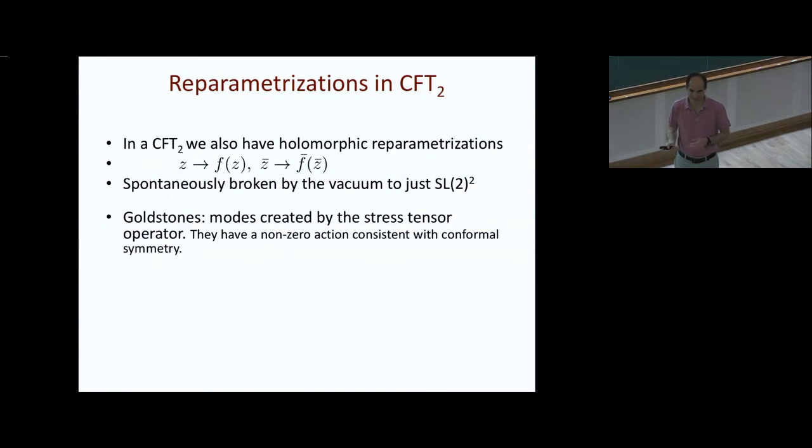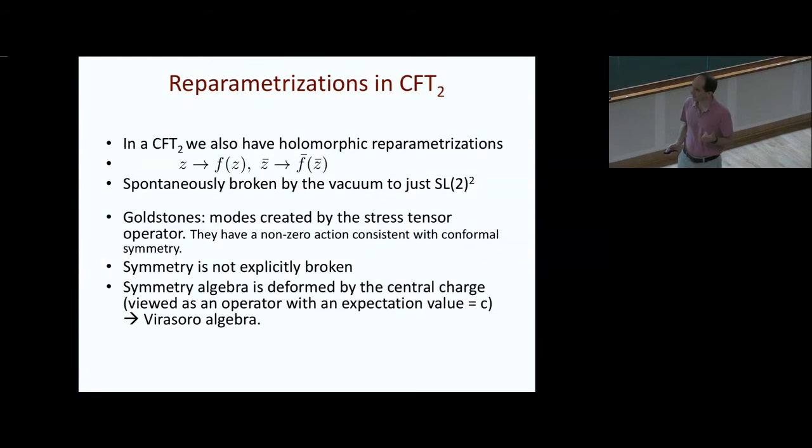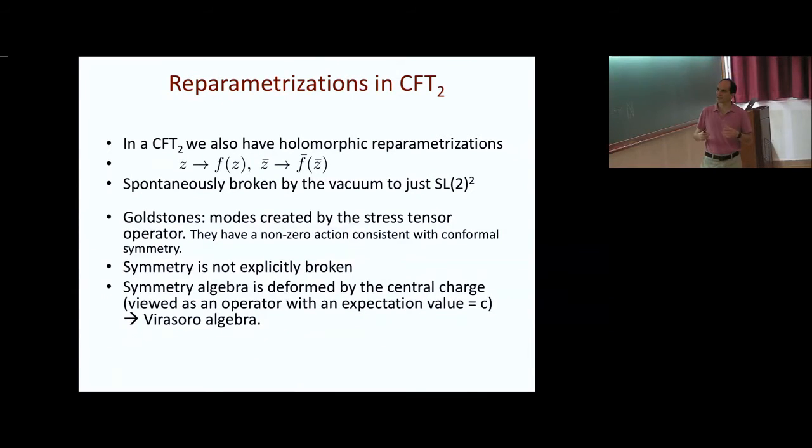So some aspects are similar to the SYK and some aspects are different. The first point is similar. The difference is that now we can have a non-zero action consistent with this conformal symmetry. That's what makes the two-dimensional case different from the one-dimensional case. The symmetry in this case is not explicitly broken, whereas the Schwarzian action explicitly breaks the physical SL2R symmetry. Also, here the symmetry algebra is deformed by the central charge term.